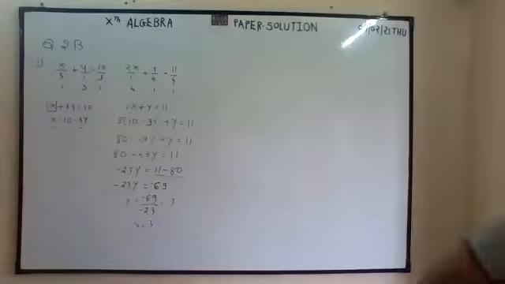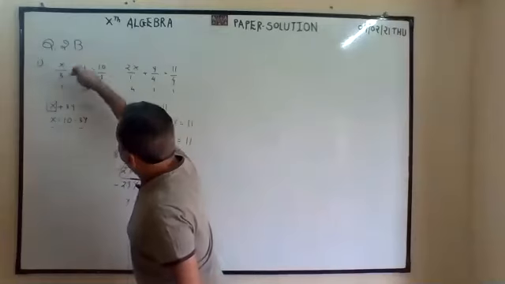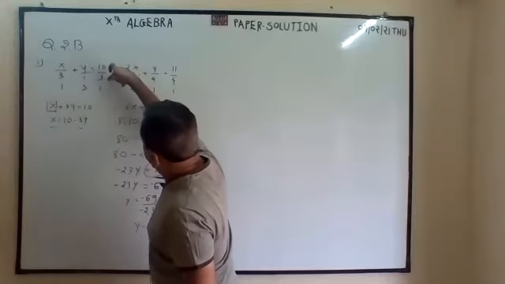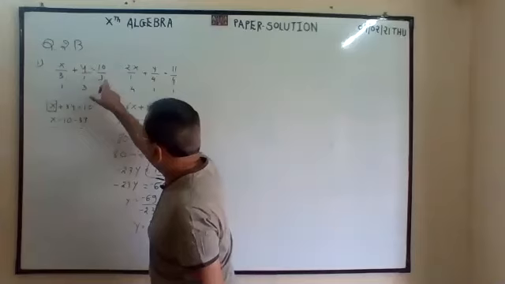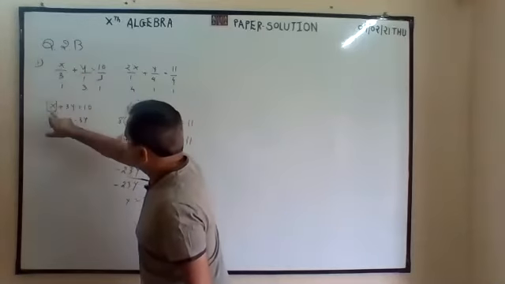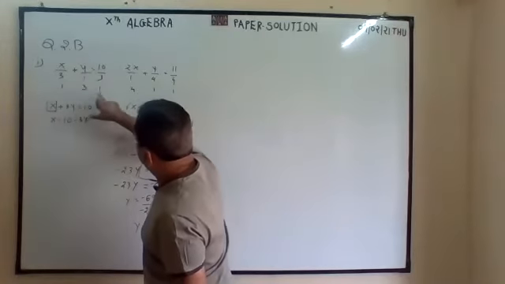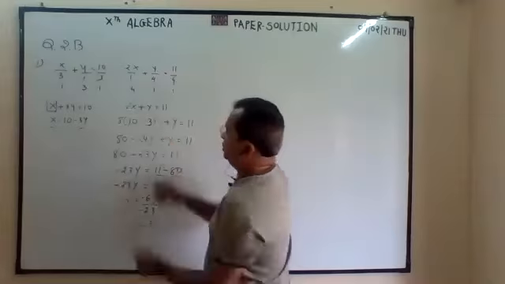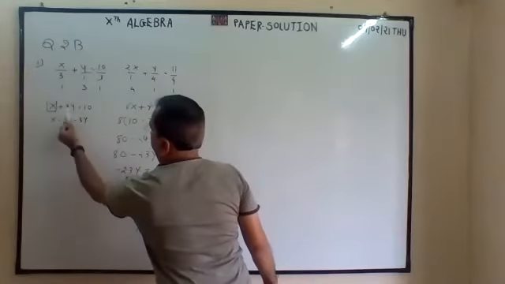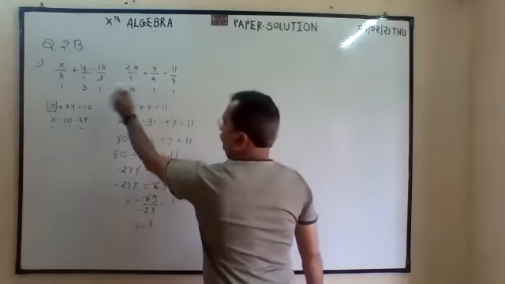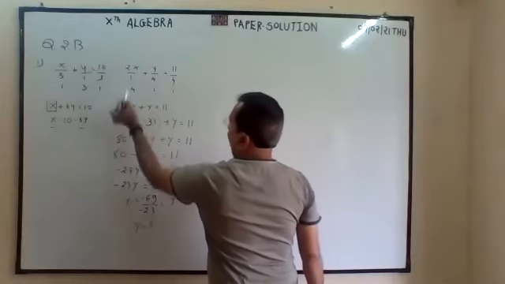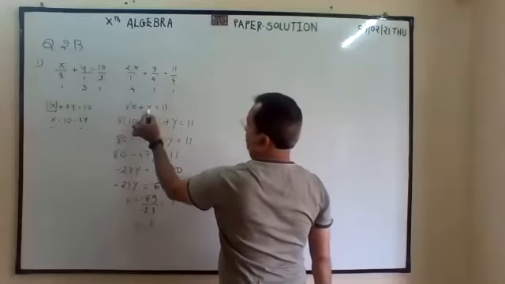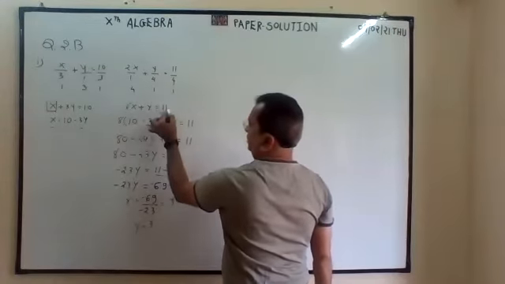Wait. Also stop. Okay. x by 3, y by 1, 10 by 3. So overall 3 is the LCM. 3 ones are 3, 1 into x is x, 3 into y is 3y, 1 into 10 is 10. Then I have taken x is equal to 10 minus 3y. 4 is the LCM. 1 fours are 4, 4 twos are 8, 1 y is y, 1 into 11 is 11.